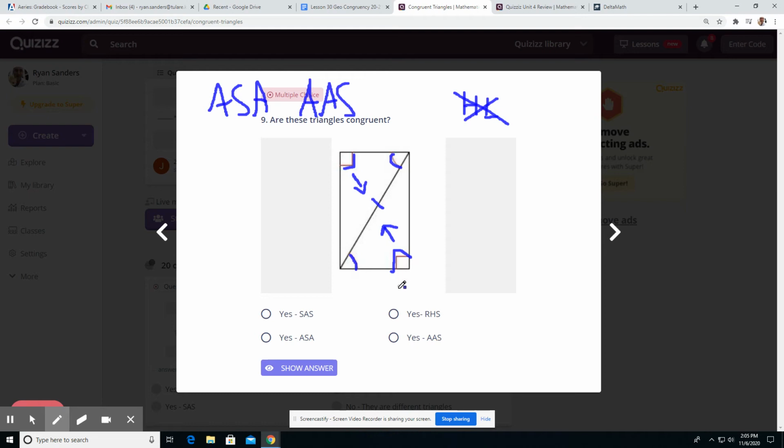So we got an angle that's right. We got an angle that's one tick mark. And then we got the side that matches. So let's see if we can follow that same order. Angle that's right. We got the angle with one dash or tick mark, and then we got the side with one tick mark. So that's exactly the same order. Angle, angle, side. Angle, angle, side.